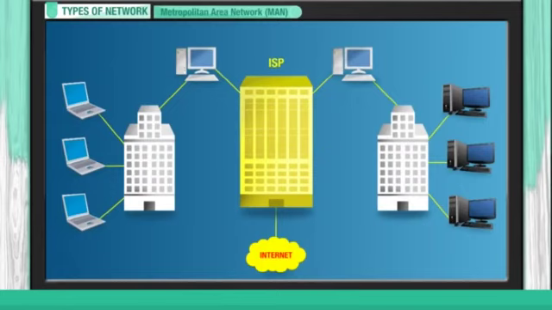Metropolitan Area Network, MAN. When the computers of the branch offices of a company within a city are needed to be connected, Metropolitan Area Network is used. It uses high capacity and high-speed fiber optics. For example, Cable TV Network.